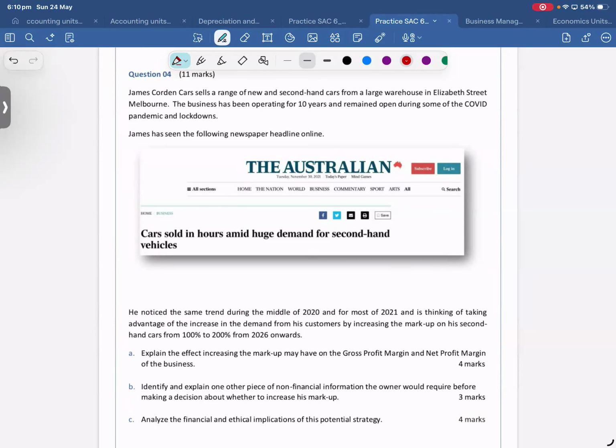Finally, guys, analyze. This one is a little bit hard. Analyze the financial and ethical implications of this potential strategy. Right, so the strategy of increasing the selling price. What will happen? What are the positives? Yeah, increased profitability or profit. Yep. Increasing sales with a great reducing demand, so which is the overall sales.